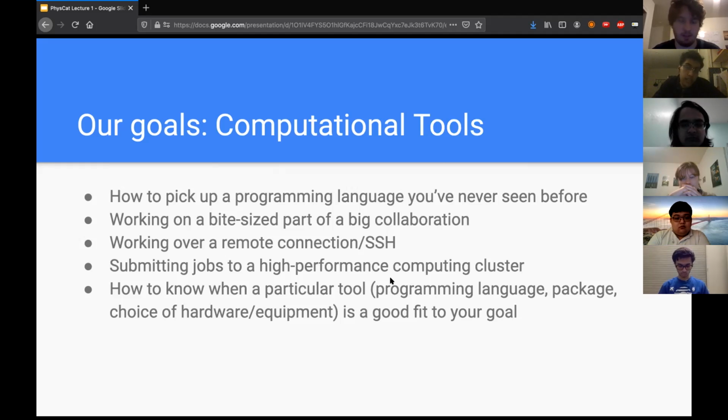And another really important thing is, how do you know when a particular tool is a good fit? If you're just told, compute this thing, okay, what programming language do you use? Do you request time on a remote computer or not? What package do you use? And there's a lot of little choices in there that we hope we can help you with.